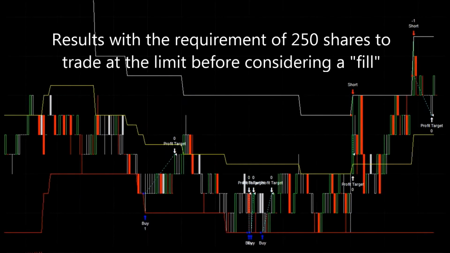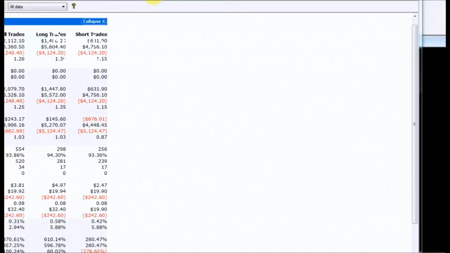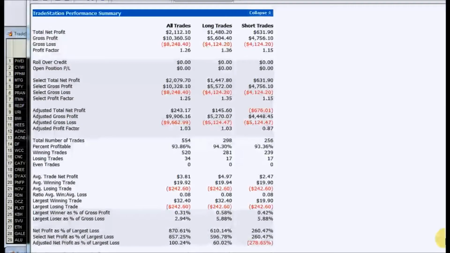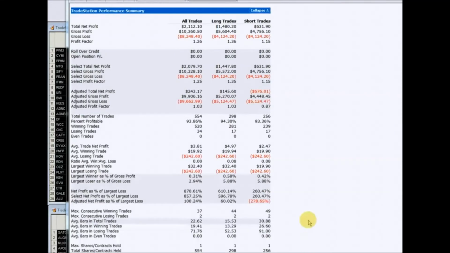Strategy alert. Oh, the nursery again. Another profit. All right. So now let's see what we got here. Now we're up 2,000 with that setting. So I believe this is probably more consistent with what you would actually see. And instead of 900 trades, it's more like 500.